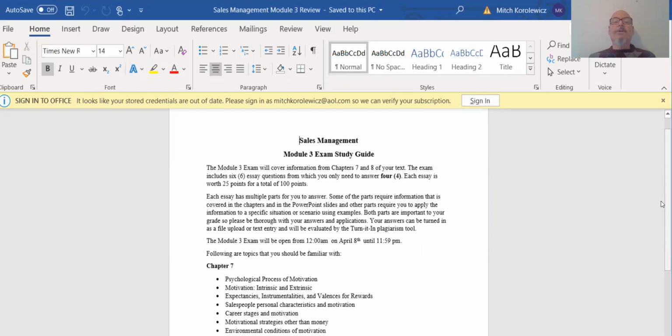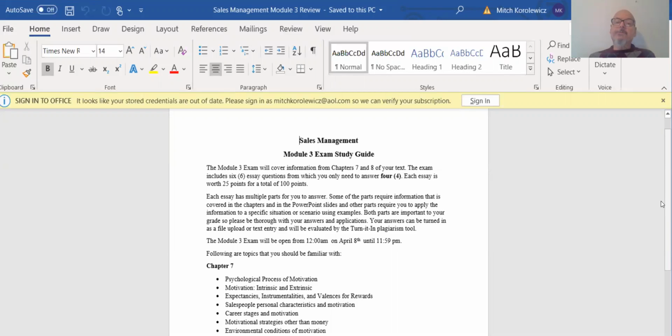Module 3 exam will cover information from chapters 7 and 8 of your text. The exam includes 6 essay questions from which you only need to answer 4. Each essay is worth 25 points for a total of 100 points. So same amount of points as all the other exams, just 4 essay questions. But these essay questions are worth a lot. They're worth 25 points, so do a really good job.